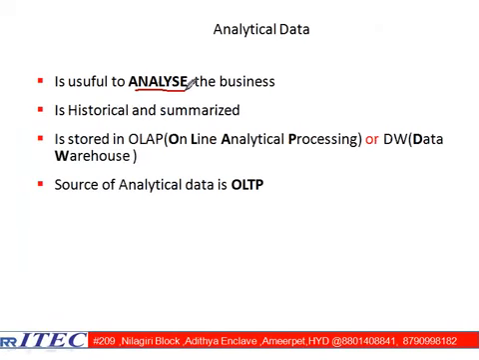Analytical data is useful to analyze our business, is historical in nature and summarized in nature, and is stored in one database known as OLAP. OLAP stands for Online Analytical Processing Data Warehouse. From this analysis you are taking decisions. The data available is useful to take decisions, so it is also known as DSS, Decision Support System. So a data warehouse is also known as OLAP, and also as DSS.